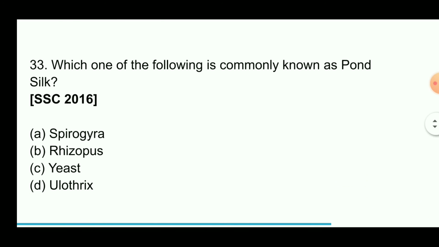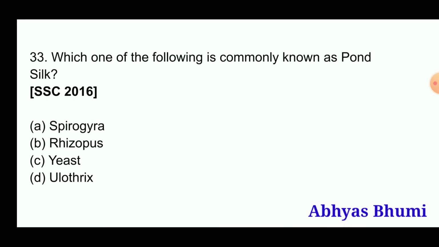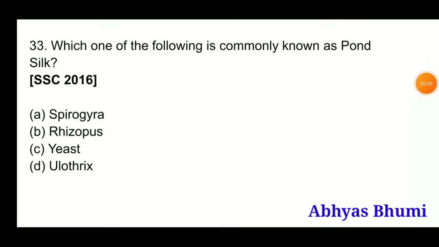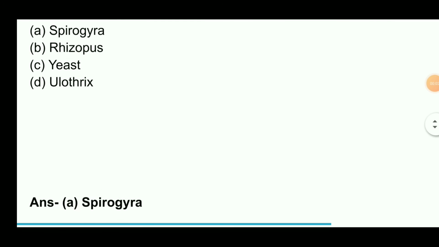Next question on your screen guys, which one of the following is commonly known as pond silk? Yes guys, tell me the right answer. Oh sorry, I have to give you options. Option A, Spirogyra. Option B, Rhizopus. Option C, yeast. Option D, Ulothrix. Okay, tell me the right answer guys if you know. Yes guys, if you are going with option A, Spirogyra, you are absolutely correct guys. Okay, turn for the next question.